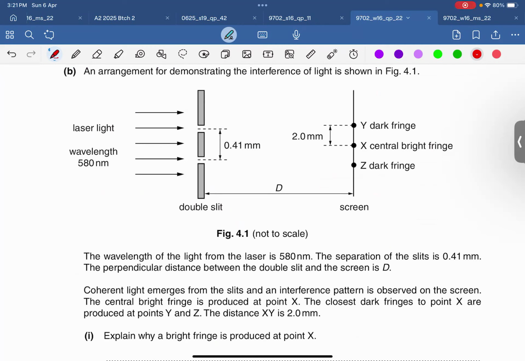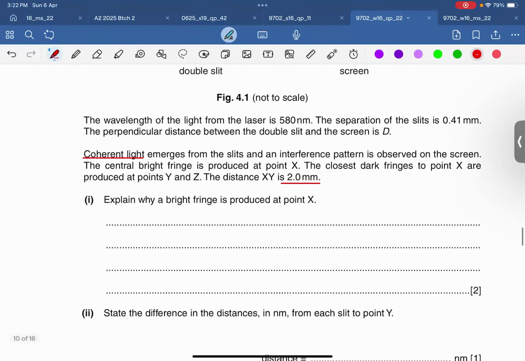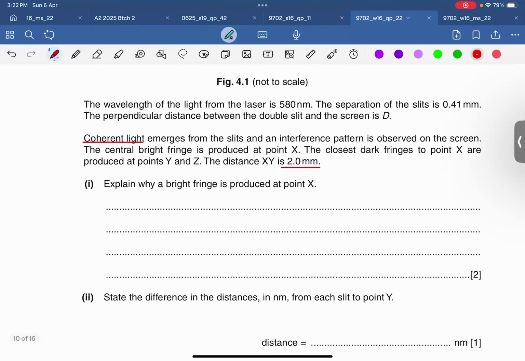An arrangement demonstrating the interference of light is shown in figure 4.1. The wavelength of light from the laser is 580 nanometer. The separation of the slits is 0.41 millimeter. The perpendicular distance between the double slit and the screen is given. Coherent light passes through the slits and an interference pattern is observed. Central bright fringe is produced at point X. The closest dark fringes to point X are produced at point Y, and the distance XY is 2.0 millimeter. Why is a bright fringe produced at X?